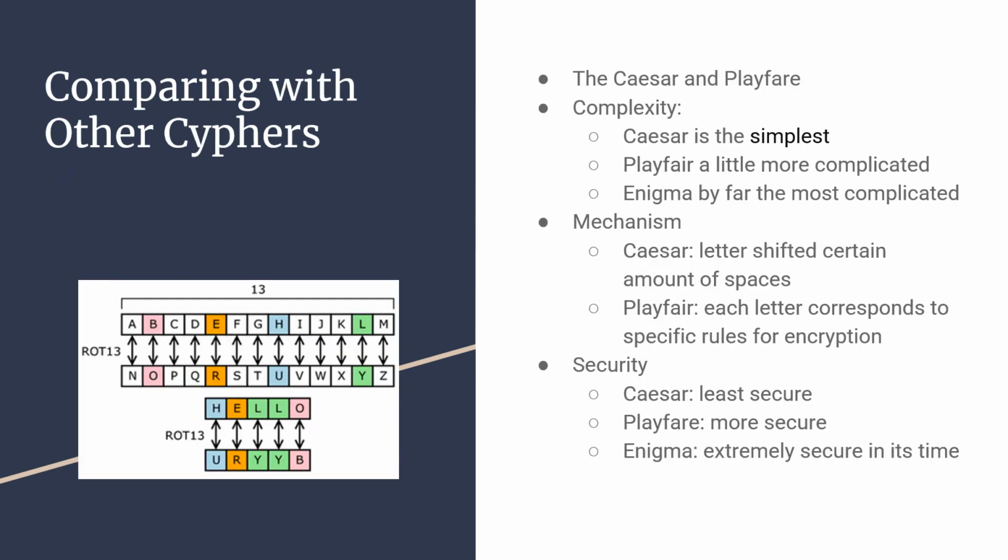Before we talk about how they ended up breaking it, I just want to compare the Enigma code with some of the other ciphers. As you could probably gather from the last slide, the Enigma was a substitution cipher. So I'm going to talk to you about the Caesar and Playfair ciphers, which were two other substitution ciphers that we studied.